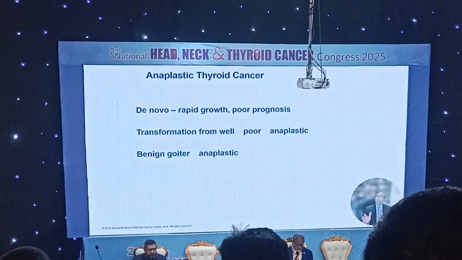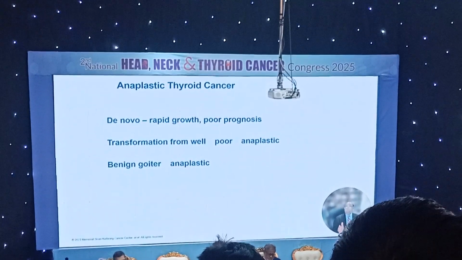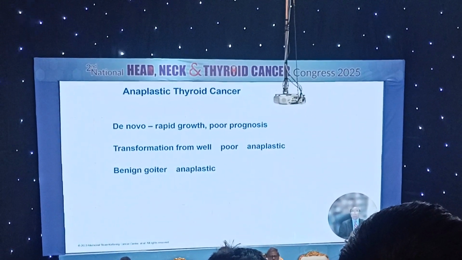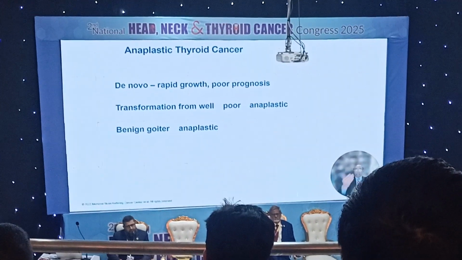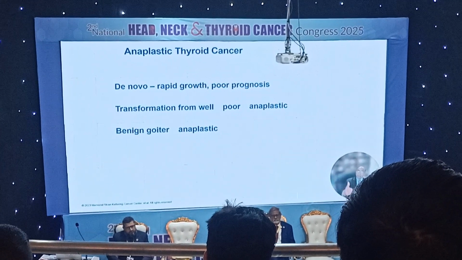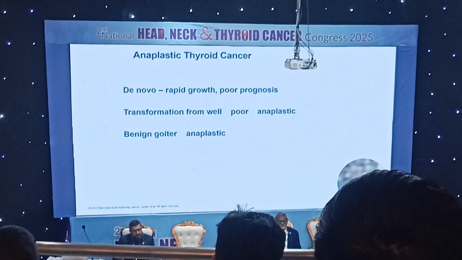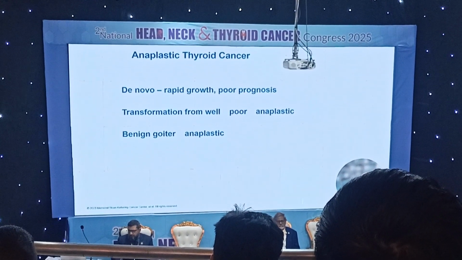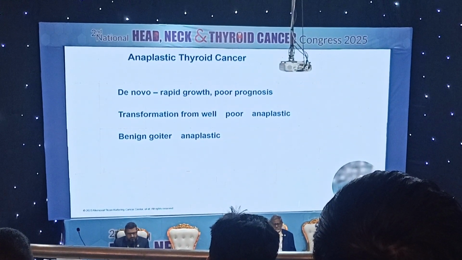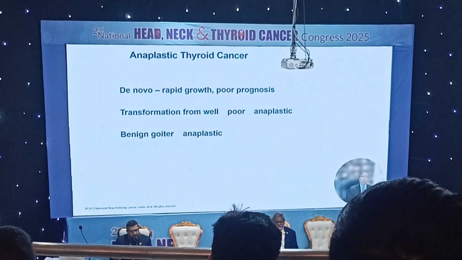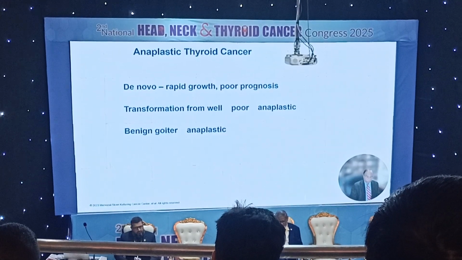There are three different types of anaplastic thyroid cancers. The de novo, which is giant and spindle cell anaplastic thyroid cancer, where the prognosis is extremely poor. Then comes the well-differentiated thyroid cancer transforming into anaplastic, which happens over a period of time. If the patient has recurred, it is not uncommon to see the transformation from well-differentiated to anaplastic. And the last, which is very rare, a benign goiter transforming into anaplastic. It is quite likely there is a small element of well-differentiated thyroid cancer which has transformed into anaplastic.